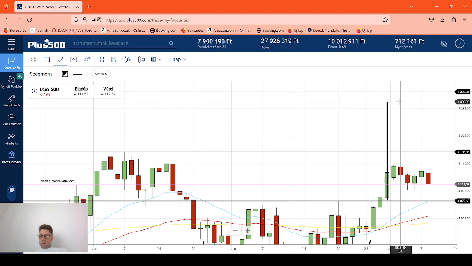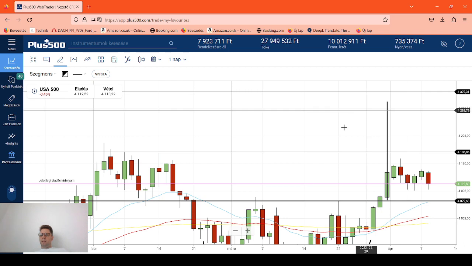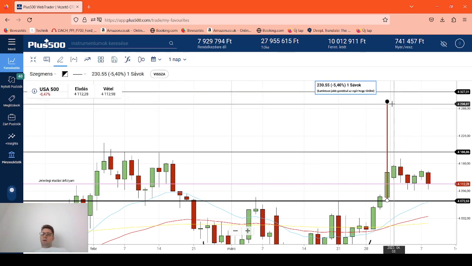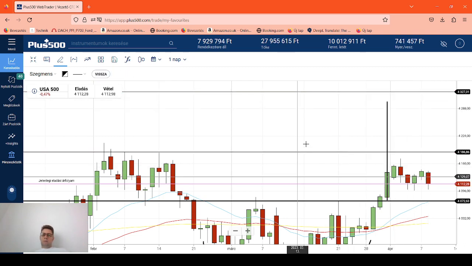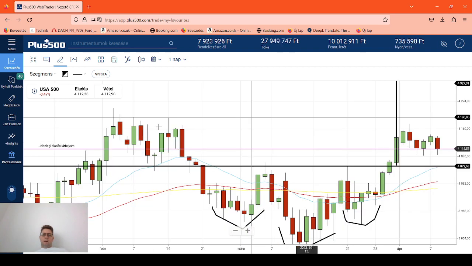So the price target for me is 4,300. Once we are there, I think we will hit 43.27. 4,300 is a valid price target for me. Of course, 41.86 offers resistance. We might have a pullback there.